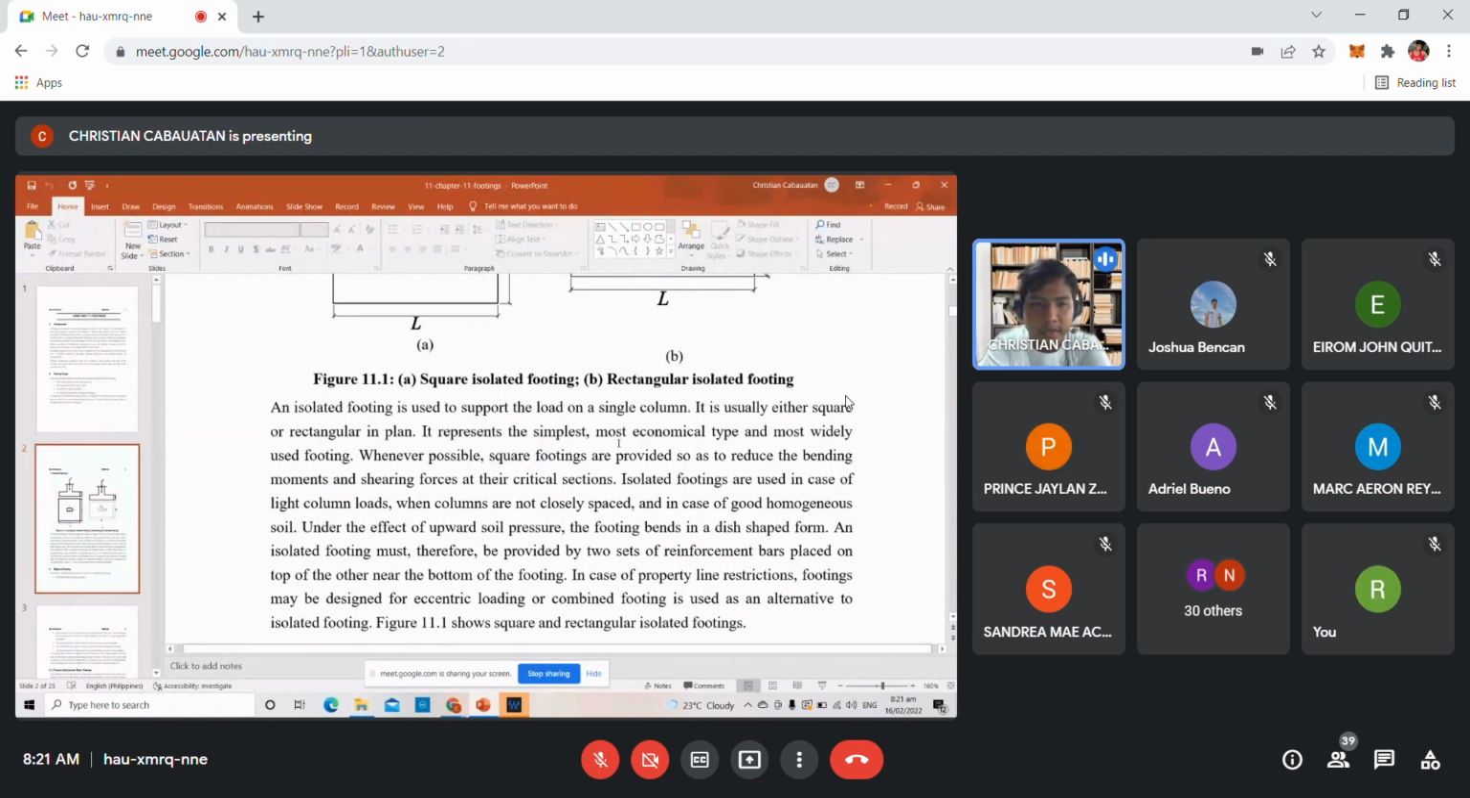In case of homogeneous soil, under the effect of upward soil pressure, the footing bends in a dish shape form. An isolated footing must therefore be provided by two sets of reinforcement bars, placed on the top of the other near the bottom of the footing.